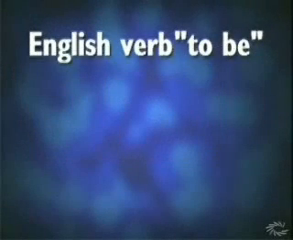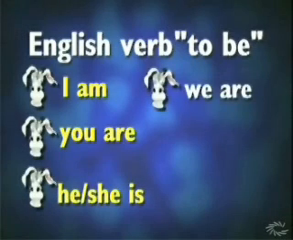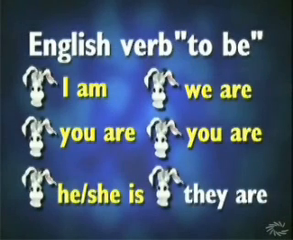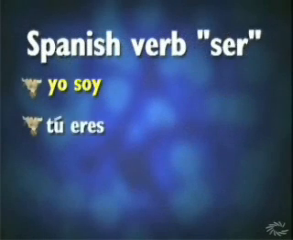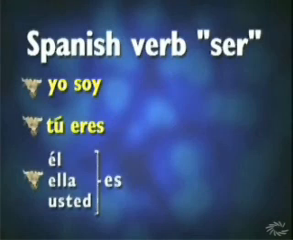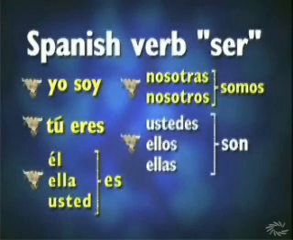The conjugation of the English verb to be goes like this. I am, you are, he or she is, we are, you are, they are. Now let's do the same thing in Spanish with the verb ser. Yo soy, tú eres, él, ella, or usted es, nosotros or nosotras somos, ustedes, ellos, or ellas son. Confused? It will clear up, just like the eye of a hurricane. Just kidding. We'll clear it all up for you.